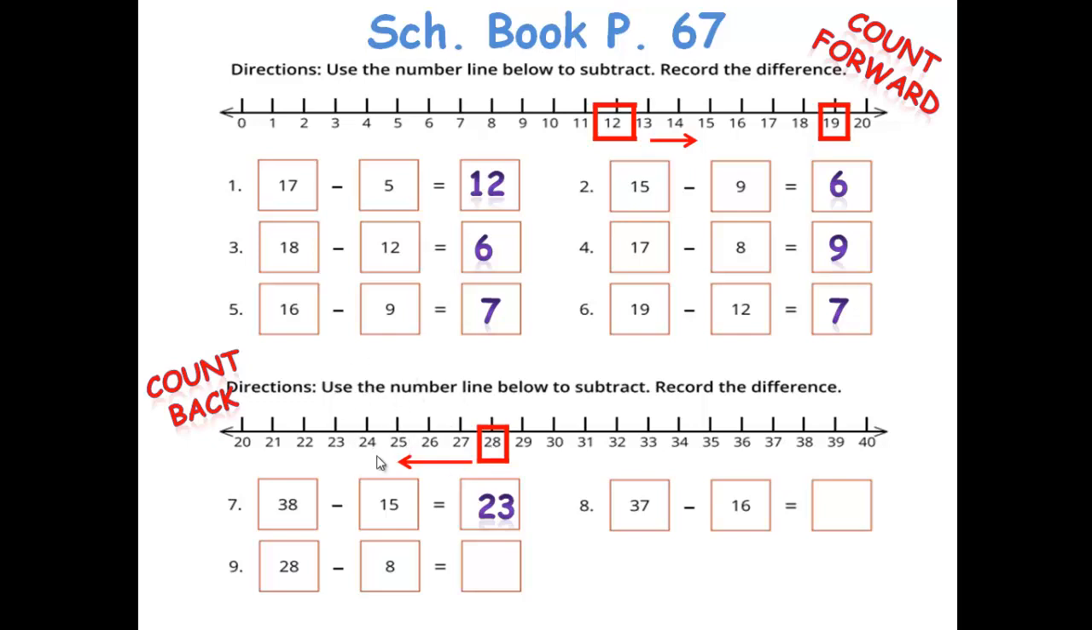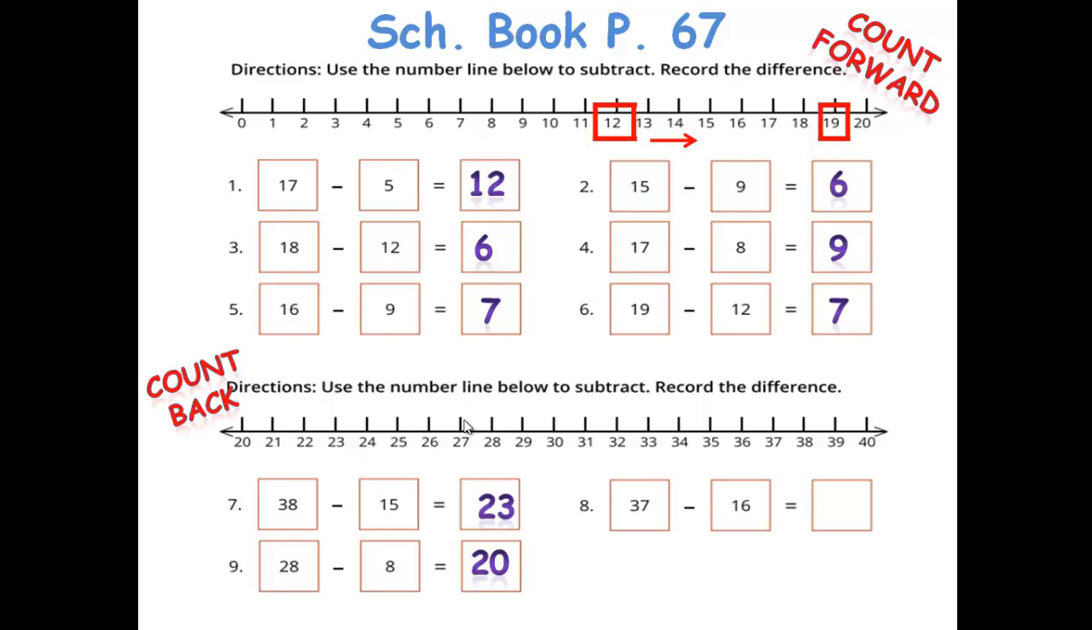How many times are we going to count backward? 8 times. Let's start. 1, 2, 3, 4, 5, 6, 7, 8. Stop. We reach 20. So the answer is 20. Now let's do the last exercise together.